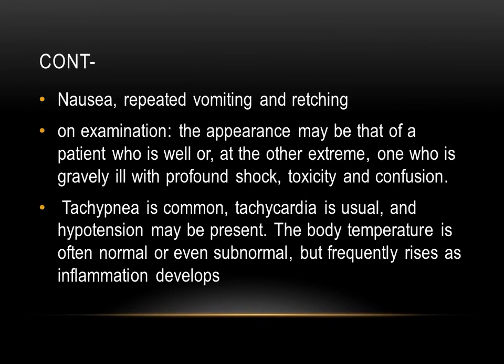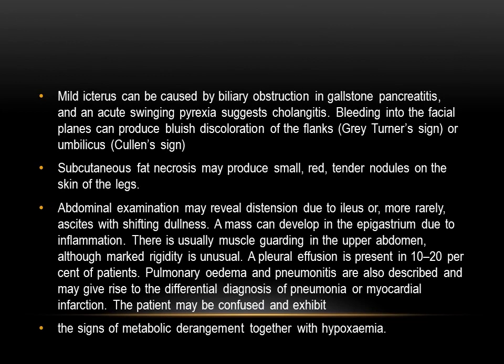On examination, all this detail can be presented with a patient who is shouting from pain, he's stooping, and who is gravely ill, in profound shock, and can have toxicity and confusion. Tachypnea is very common, tachycardia is very usual, and hypotension, from where? From pain and neurogenic shock, and from hypovolemic shock. Body temperature could be normal or even subnormal, but frequently rises with inflammation. Okay? The patient reveals a mild distension, ileus, and rarely ascites, shifting tenderness, and a mass can be seen in the gastric area.